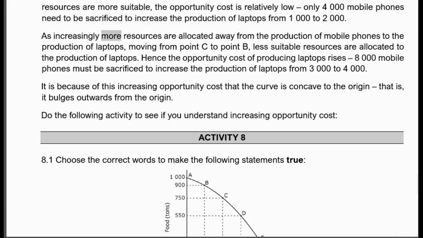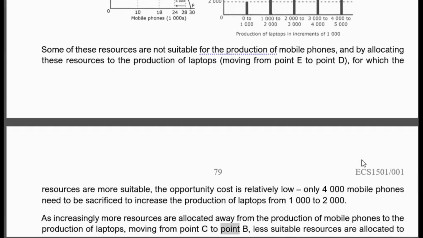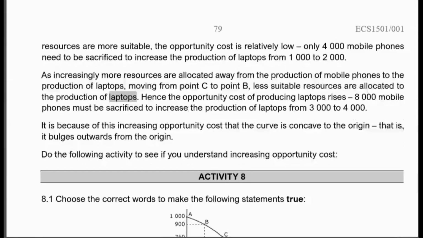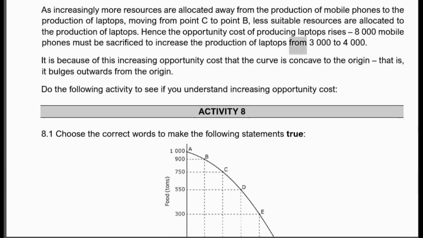As increasingly more resources are allocated away from the production of mobile phones to the production of laptops, moving from point C to point B, less suitable resources are allocated to the production of laptops. Hence the opportunity cost of producing laptops rises. 8,000 mobile phones must be sacrificed to increase the production of laptops from 3,000 to 4,000.